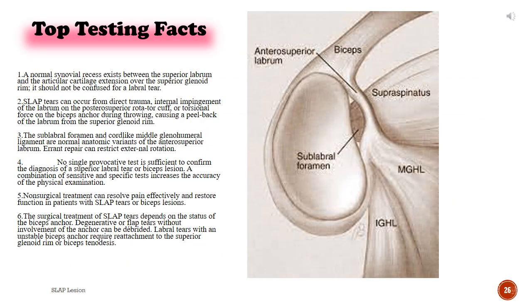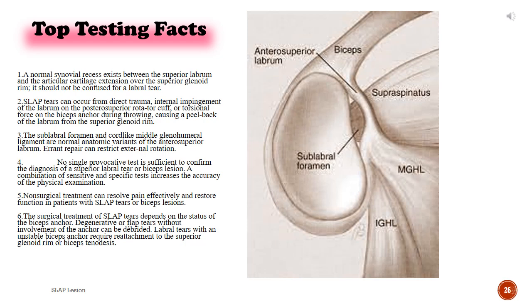Top testing facts. 1. A normal synovial recess exists between the superior labrum and the articular cartilage extension over the superior glenoid rim. It should not be confused for a labral tear. 2. SLAP tears can occur from direct trauma, internal impingement of the labrum on the posterior superior rotator cuff, or torsional force on the biceps anchor during throwing, causing a peel back of the labrum from the superior glenoid rim. 3. The sublabral foramen and cord-like middle glenohumeral ligament are normal anatomic variants of the anterior superior labrum. Errant repair can restrict external rotation.